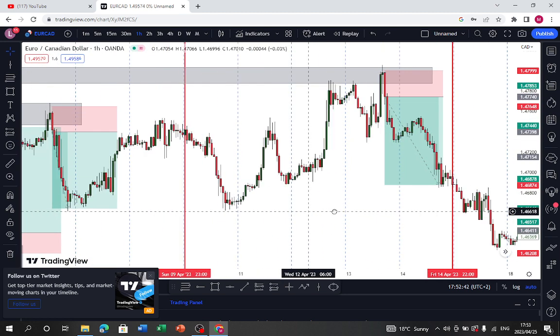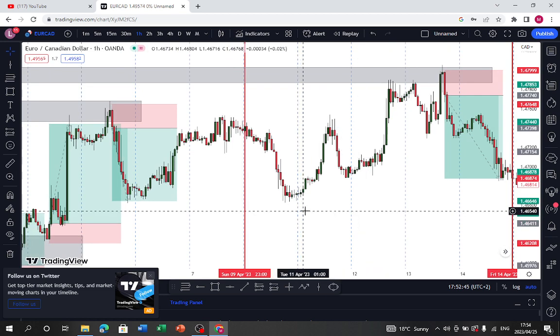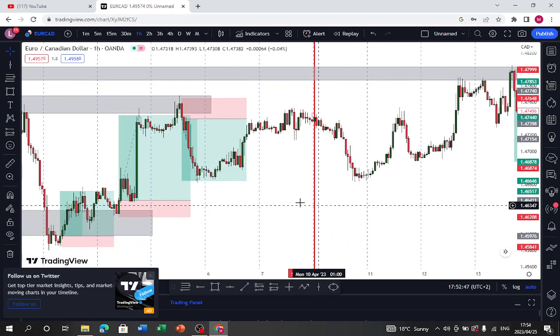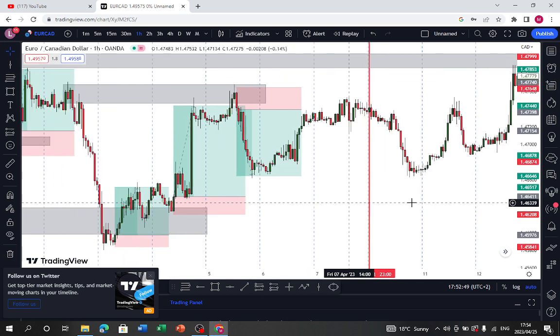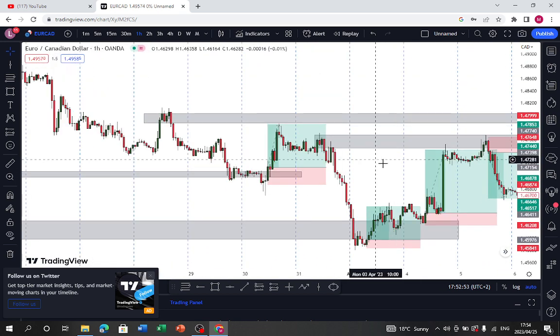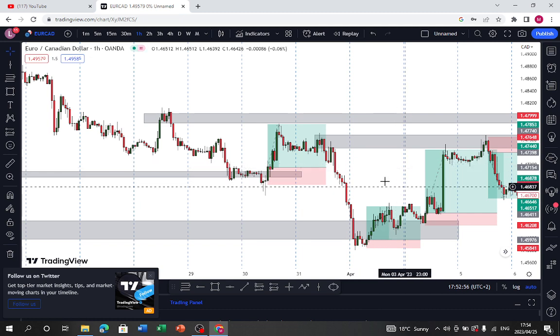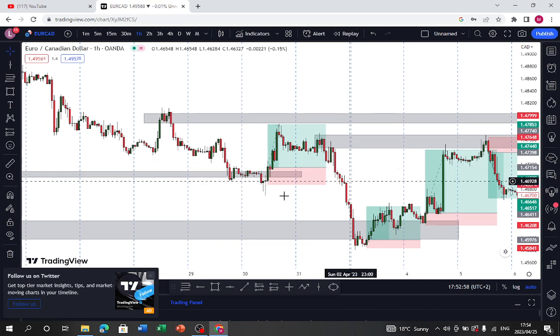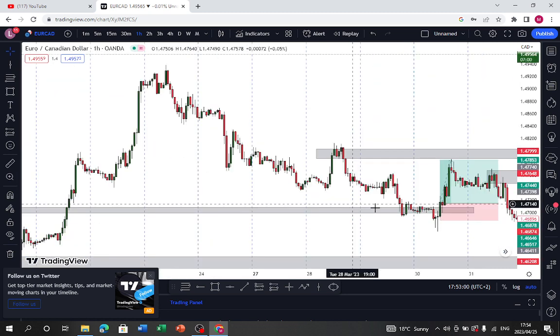A railroad pattern at support and resistance. At support and resistance, we're going to look for a railroad pattern. I'm looking for a railroad pattern.